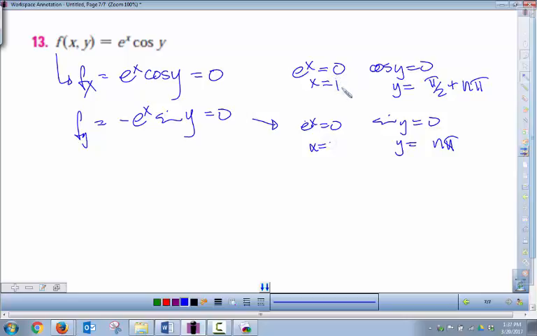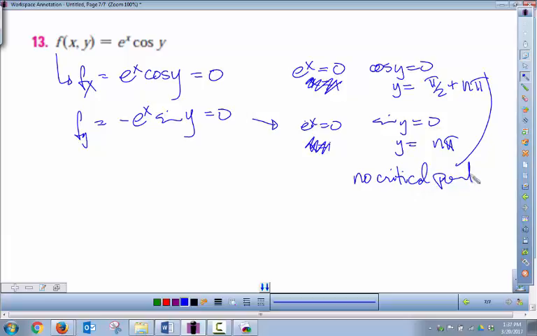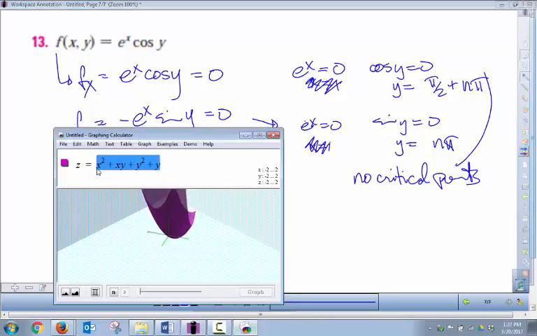Wait, is e to the x ever equal to 0? No. So I want to find when these are equal to 0 at the same time, and it looks like it's never going to be. There's no critical points here. Let's see if we can graph this and confirm that there is in fact no critical points.